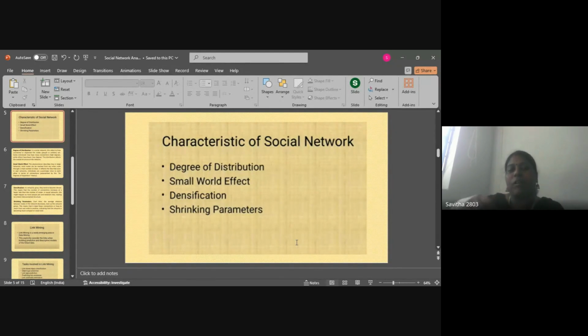Densification means the network gradually increases. The links or following patterns will increase gradually to make a bigger social network. That is densification.